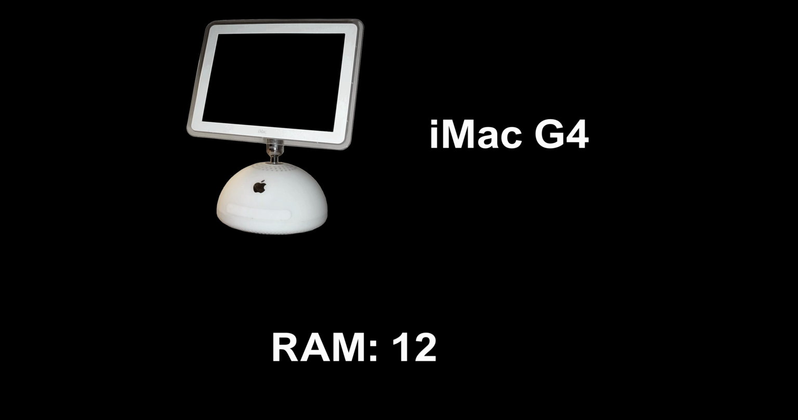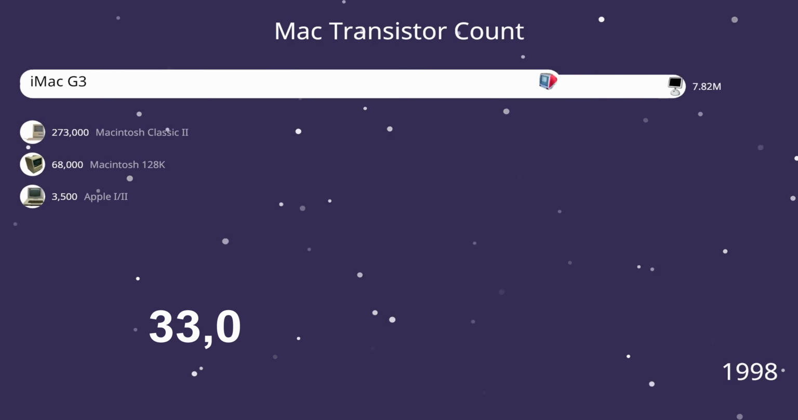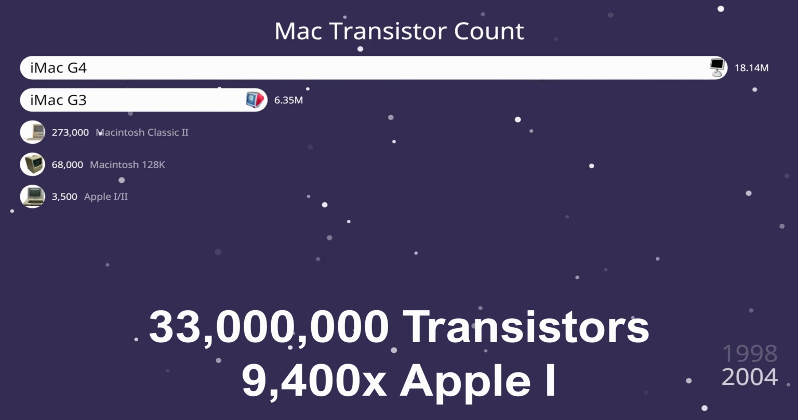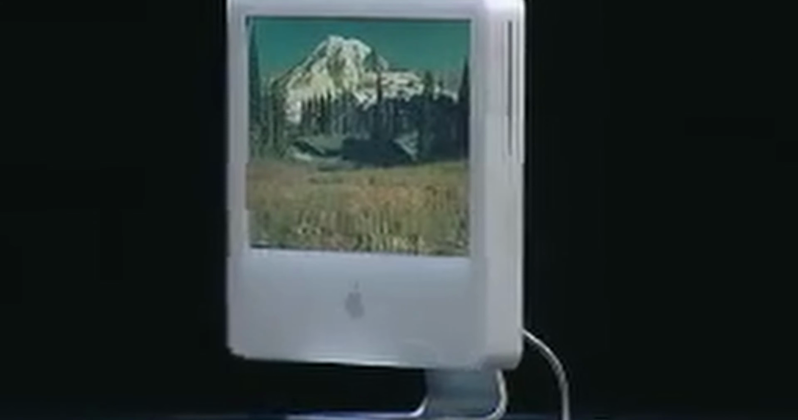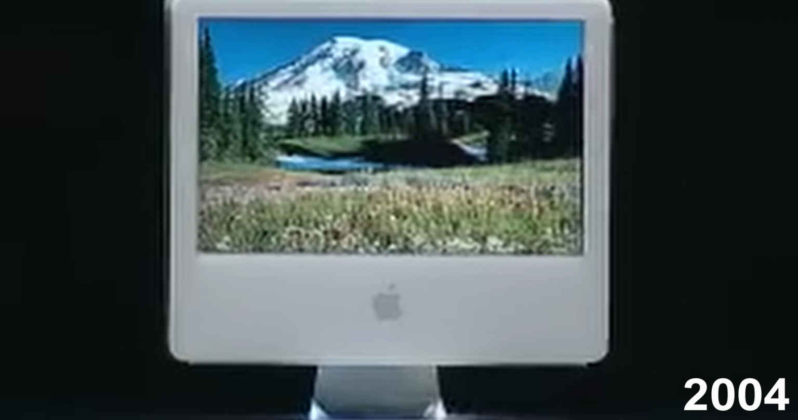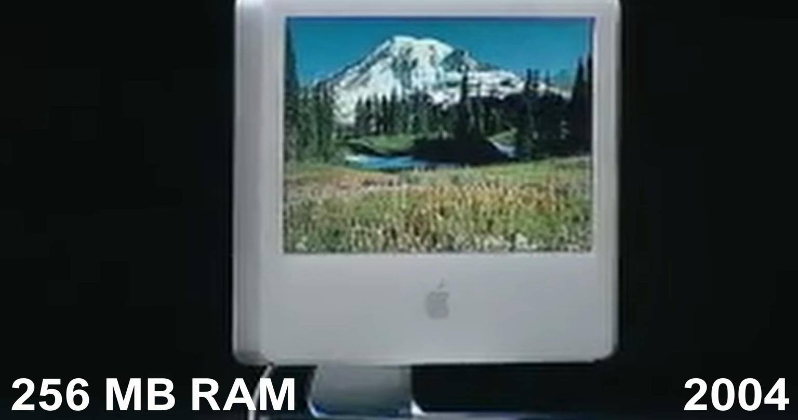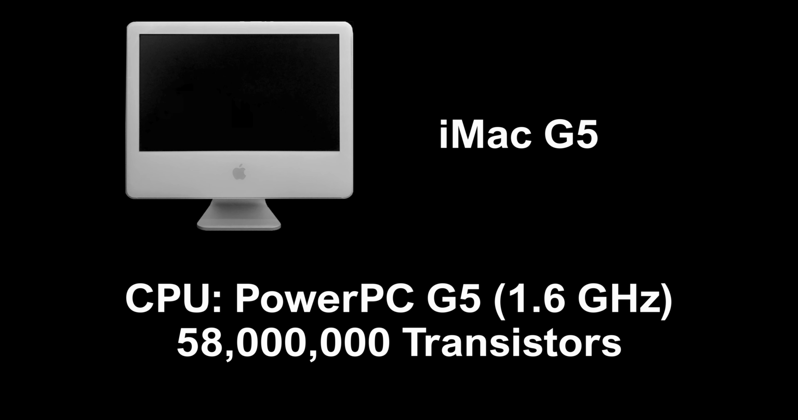2002's iMac G4 had a completely new design, contained 128 megabytes of RAM, and housed the PowerPC G4 chip. This CPU boasted around 33 million transistors and had an initial clock speed of 700 megahertz. The iMac G5 of 2004 showcased a new all-in-one design and came with 256 megabytes of RAM. The PowerPC G5 chip inside had a clock speed of 1.6 gigahertz and carried around 58 million transistors.